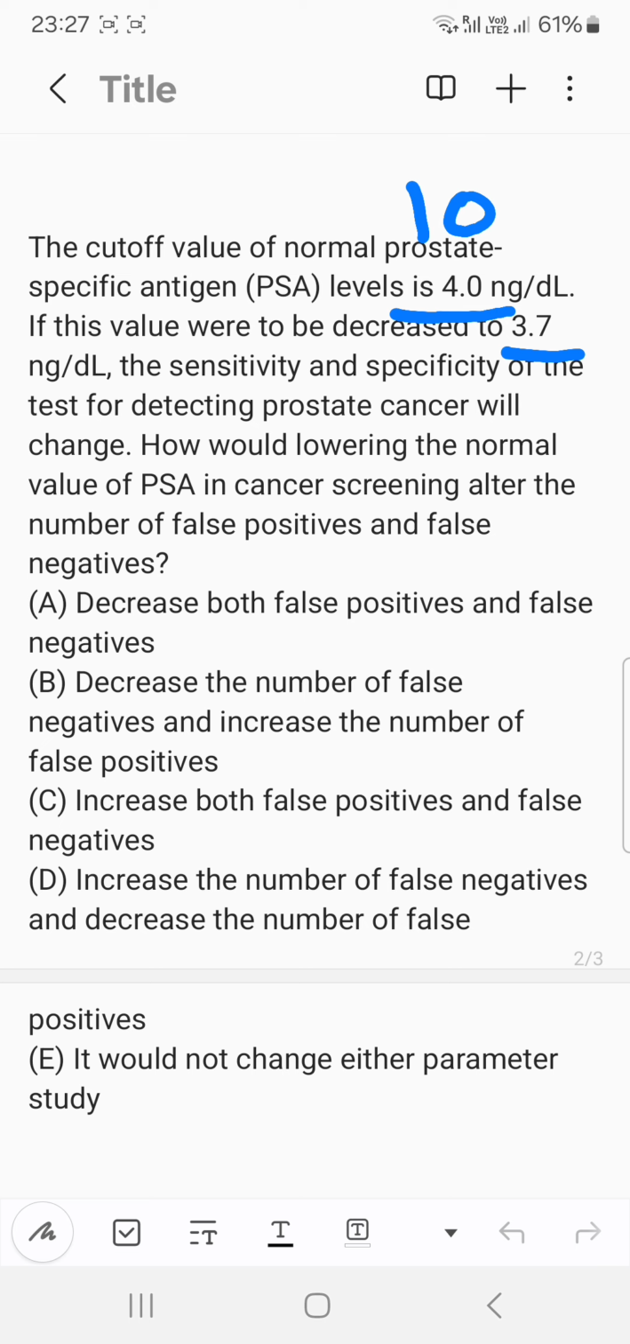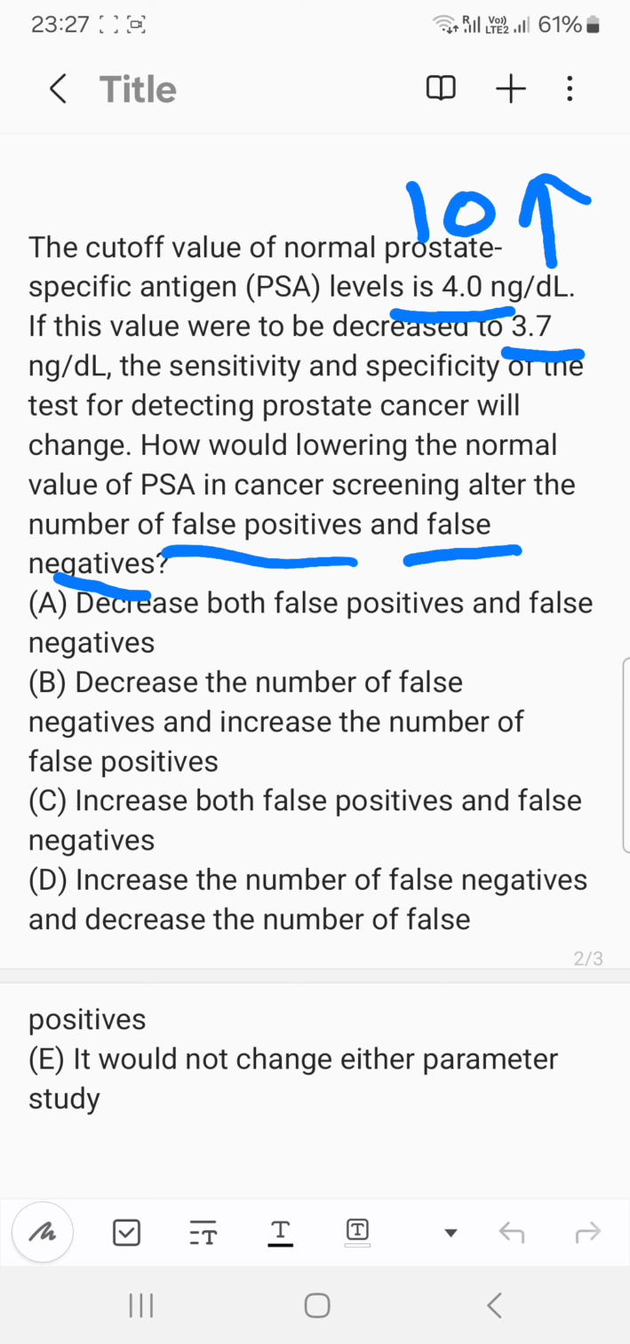What will happen when we are reducing the cutoff? When we are reducing the cutoff, there will be more people who will be added who have a value between 3.7 and 4, right? So definitely the number of people would increase. From 10, say, it can become 15 or 20. So what happens to the number of people who are being diagnosed? That will increase. So we are being asked about the false positive and false negative.